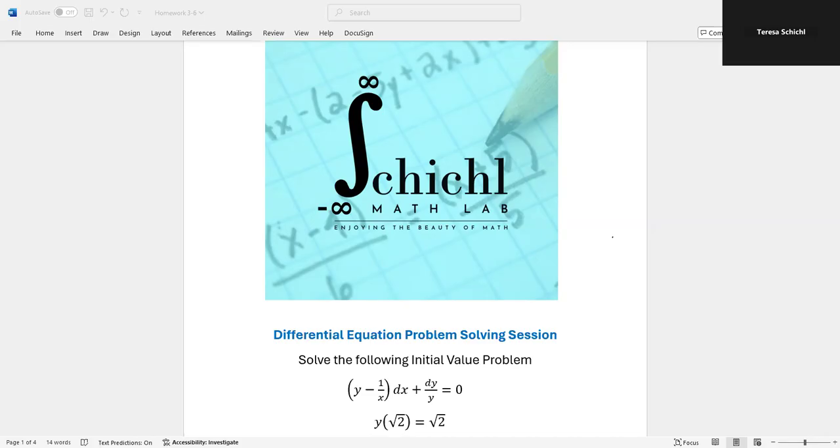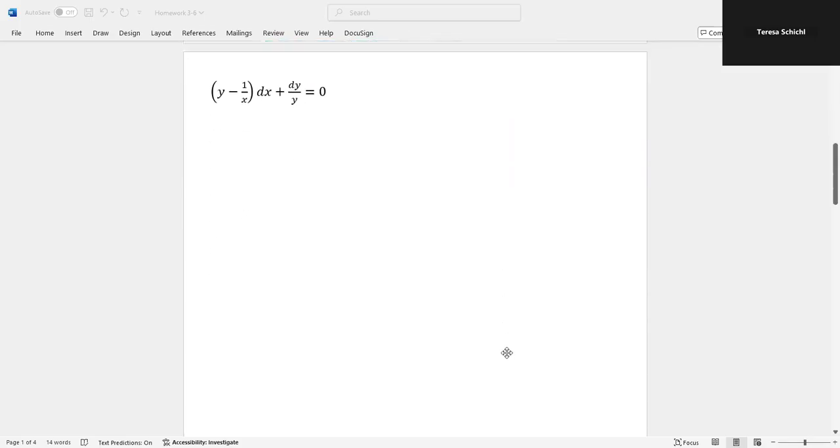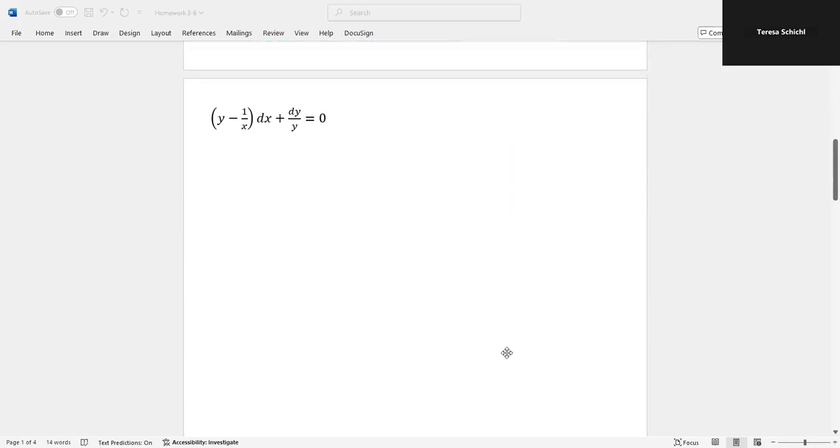So here's the problem we are going to solve today: (y minus 1/x) dx plus dy over y equals 0, with the initial condition y of the square root of 2 equal to the square root of 2. Okay, let's take a look at this problem here.